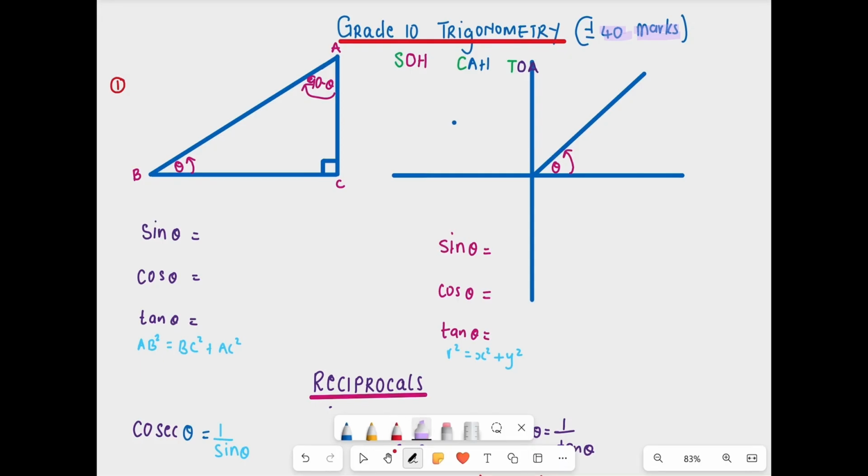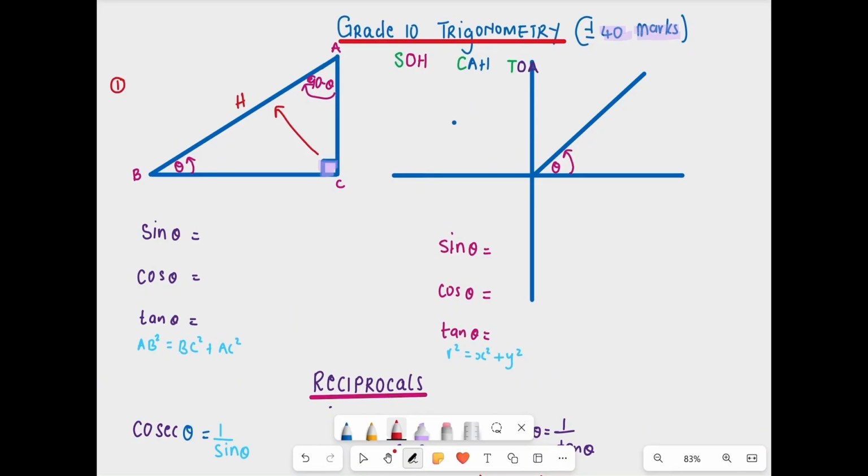So if we have a right-angled triangle, here is our triangle ABC. So angle C is 90 degrees. So that means AB is our hypotenuse. Remember, hypotenuse is always opposite to 90 degrees. So this is our hypotenuse.